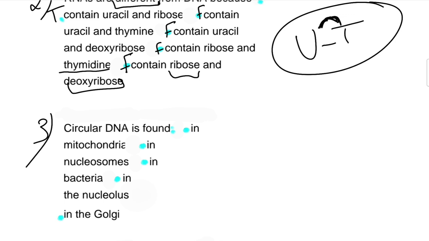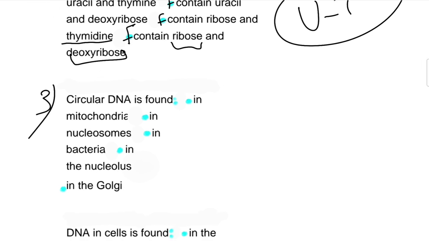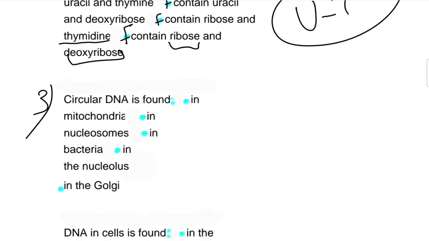Number 3. Circular DNA is found in mitochondria, in nucleosomes, in bacteria, and nucleolus in the Golgi. So it's obvious that it exists in the mitochondria. Mitochondria has circular DNA because according to the endosymbiotic theory, mitochondria used to be a bacteria, a prokaryote, and then it developed to adapt with other organelles inside the cell. So that's why, like any bacteria, it used to have circular DNA and it still has its own circular DNA.